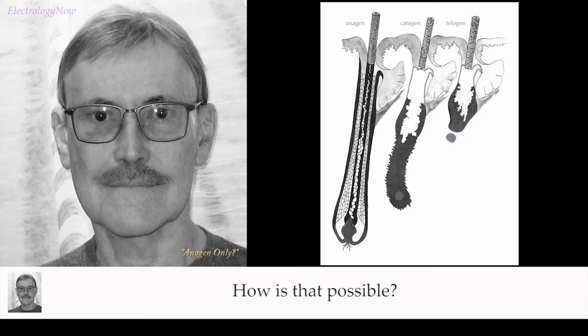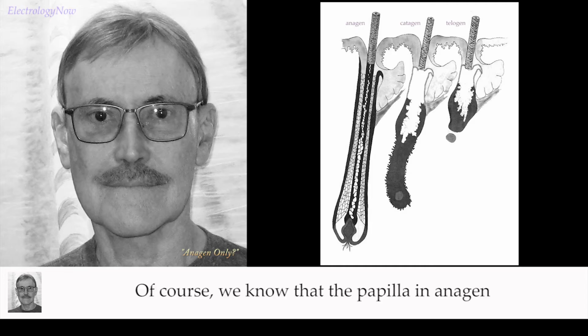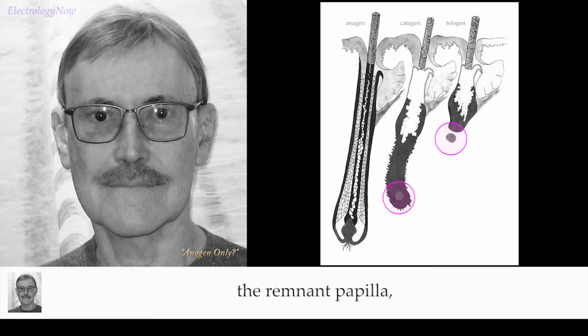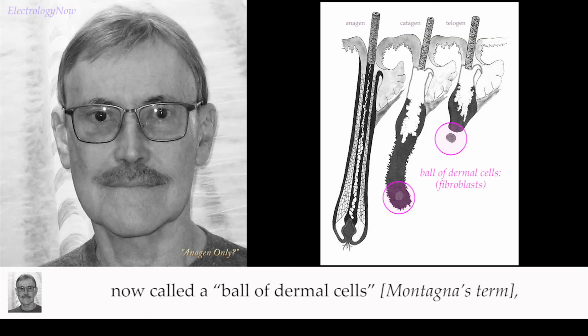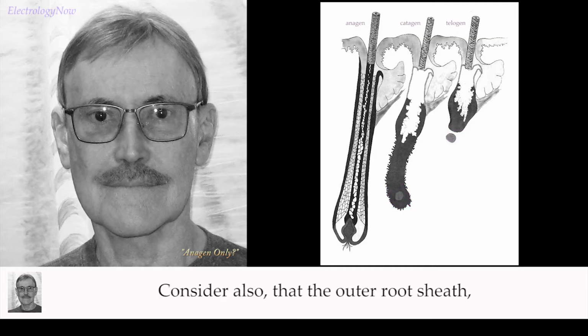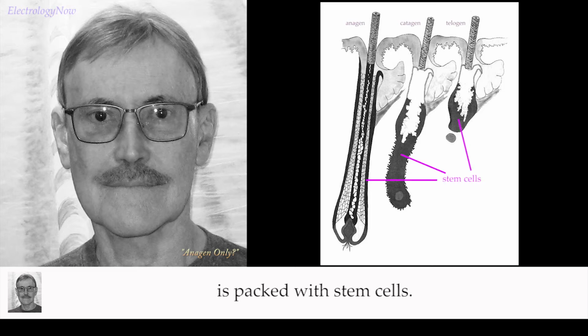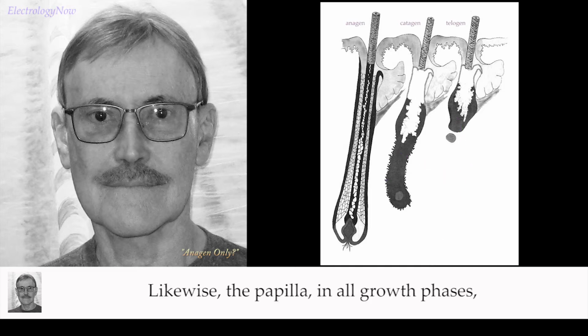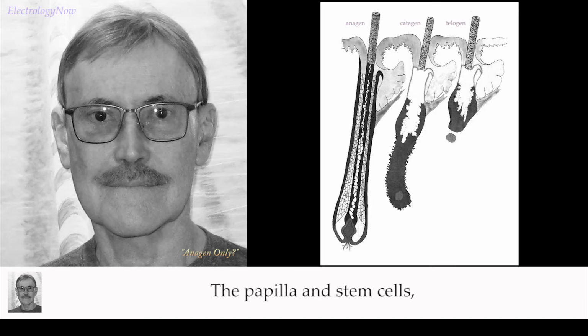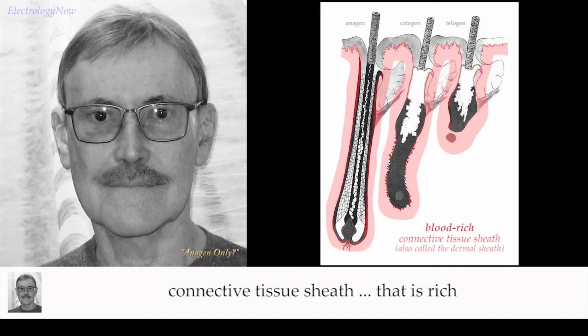How is that possible? Of course, we know that the papilla in anagen is supplied with well-defined blood vessels. We also know that in catagen and telogen, the remnant papilla, now called a ball of dermal cells, contains no blood vessels. Consider also that the outer root sheath in all growth phases is packed with stem cells. Likewise, the papilla in all growth phases is comprised of specialized growth cells. The papilla and stem cells in catagen and telogen are sustained by the connective tissue sheath that is rich in blood vessels and growth factors.